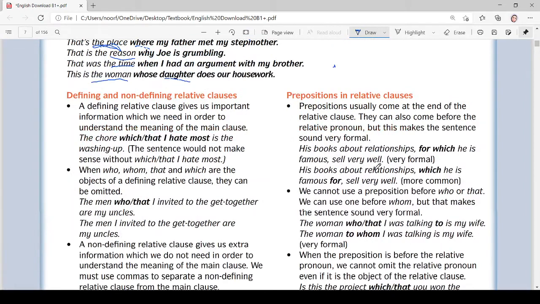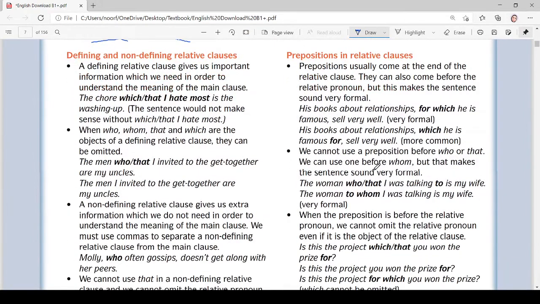Okay. Let's look at this one down here. Defining and non-defining relative clauses. Okay. A defining relative clause gives us important information which we need in order to understand the meaning of the main clause. Okay, the chore which I hate the most is the washing up. The sentence would not make sense without which that I hate the most. Okay, defining relative clause gives us information.